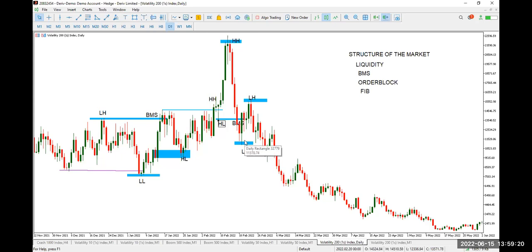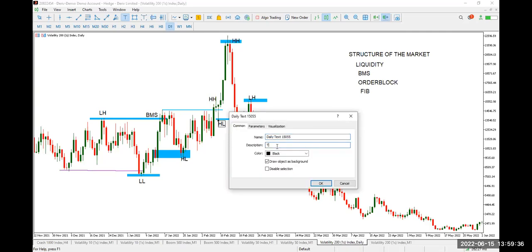From this lower high and this lower low, the market broke structure and gave us another lower low here and another lower high here. So we have a lower high here.